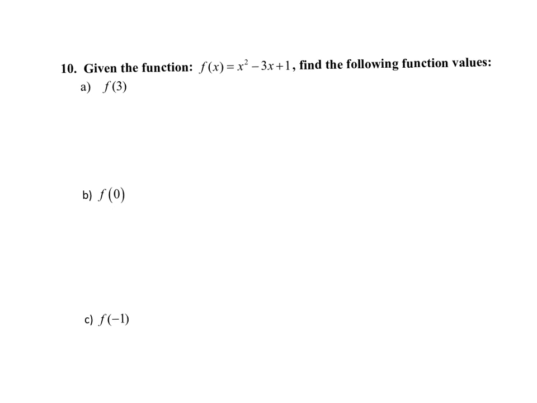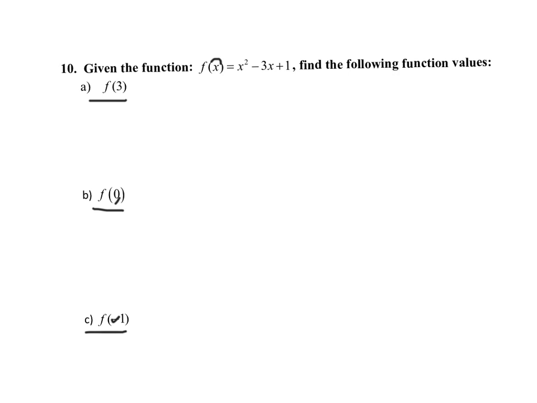All right, the next problem is: given the function f of x is equal to x squared minus 3x plus 1, find the following: f of 3, f of 0, f of negative 1. So they're giving you the function and asking you to find the function value when they plug in 3 in place of x, when they plug in 0 in place of x, when they plug in -1 in place of x. So you should know what to do by now.